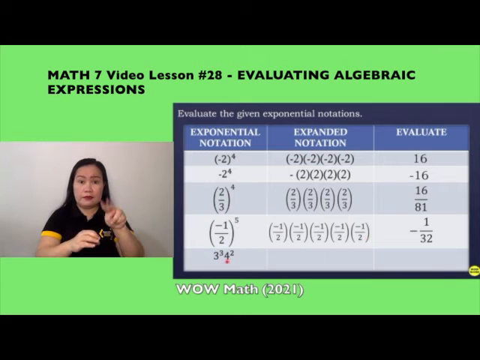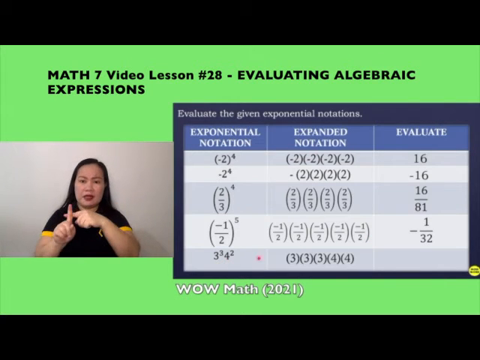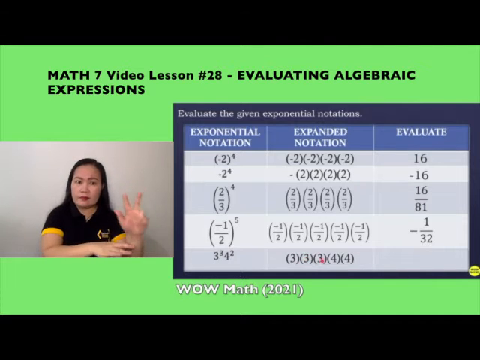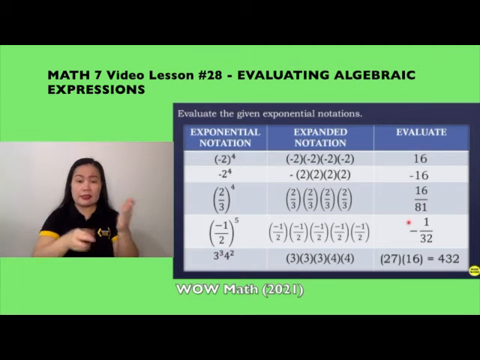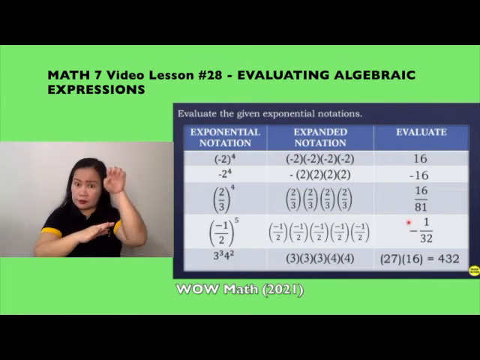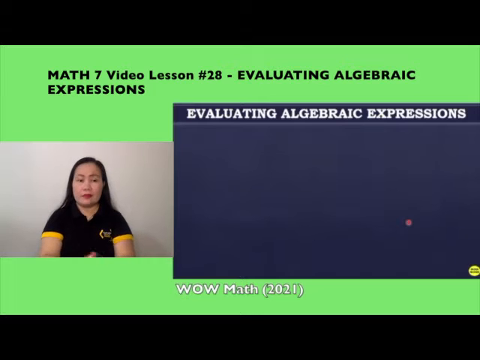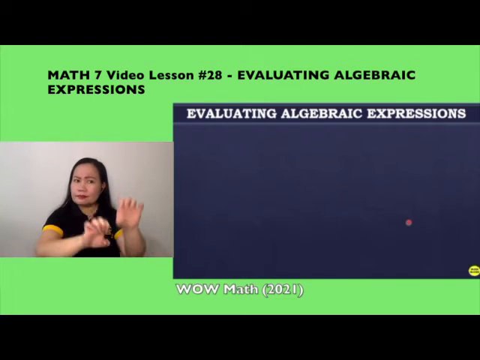Next, ibig sabihin nito in expanded notation, 3 squared times 4. So 3 times 3, 9 times 3, 27. And then 4 times 4, 16. So 27 times 16, that is 432. So this is just a recall on the basics of exponential notations. Okay, so let's proceed on how to evaluate algebraic expression.